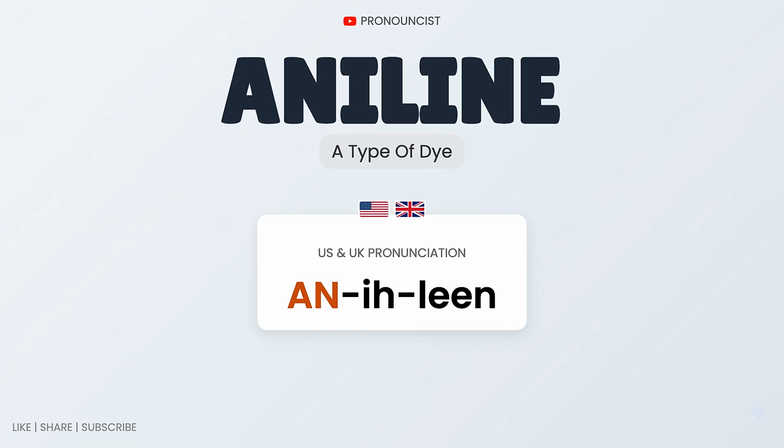Stress an and keep iline light. An, I, lean, aniline. Practice repeatedly and you'll soon be able to say this word perfectly. The best way to practice is to repeat the syllable multiple times.